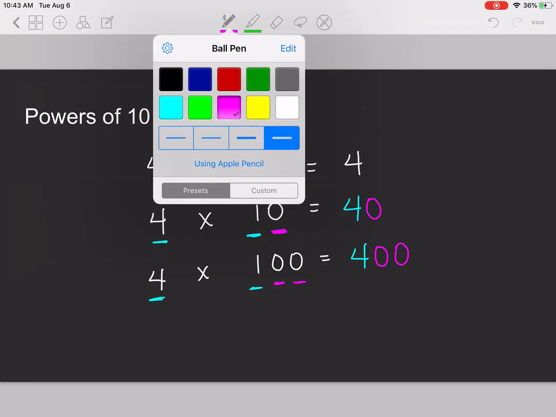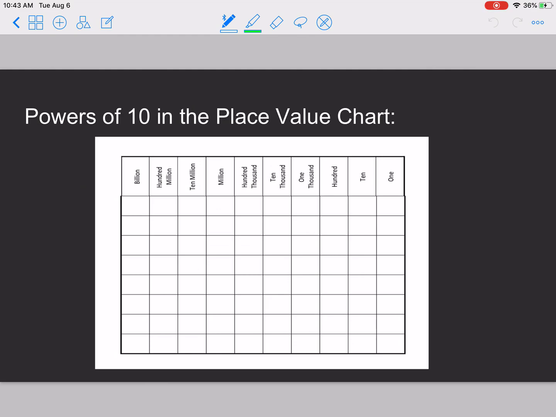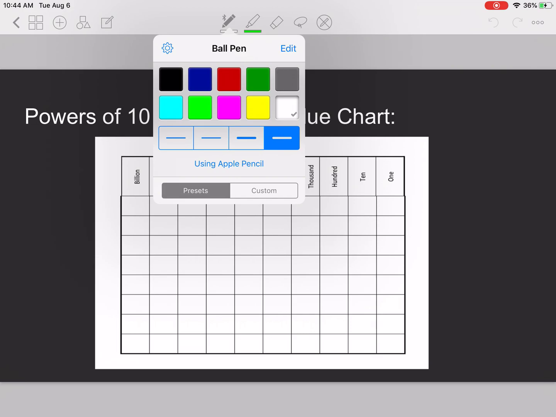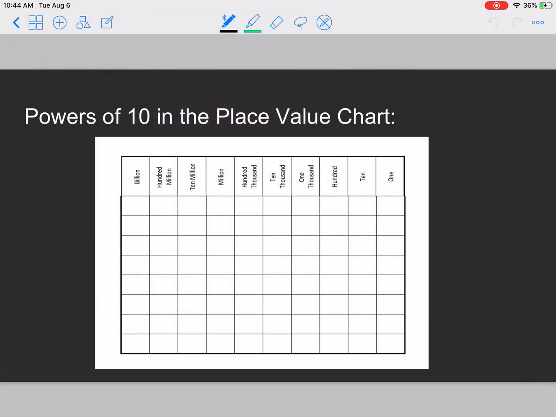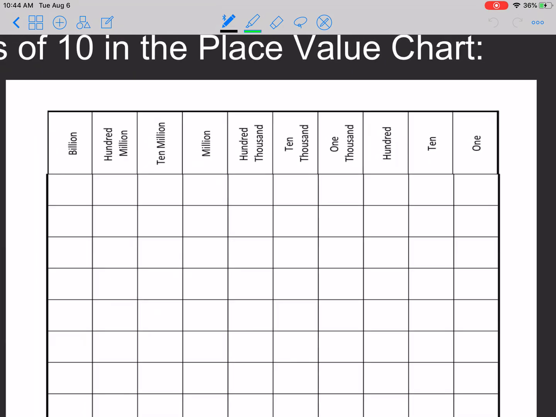Now we're going to bump it up from 4th grade to 5th grade. So we're going to look at powers of 10 on the place value chart. Here, we're going to look at how we move through the place value chart. Now we're going to start at the ones place, and I'm going to use that example of 4. I'm going to put my 4 into the place value chart. So I just have 4.